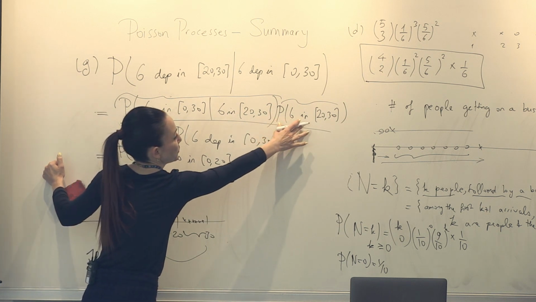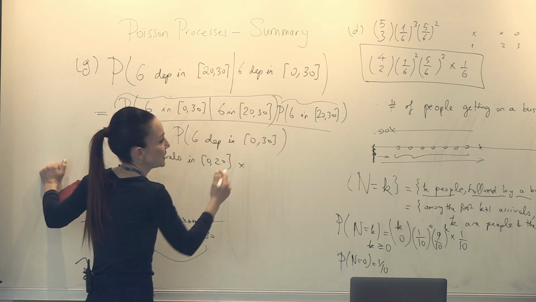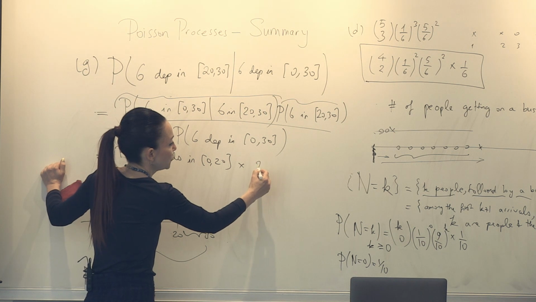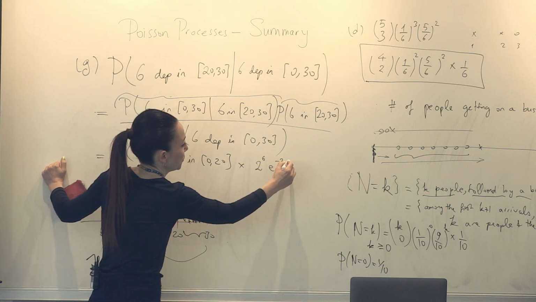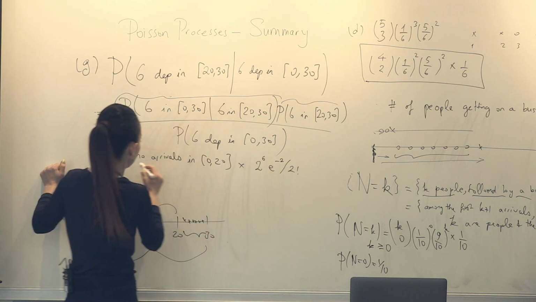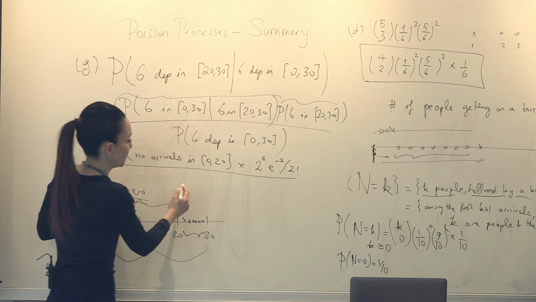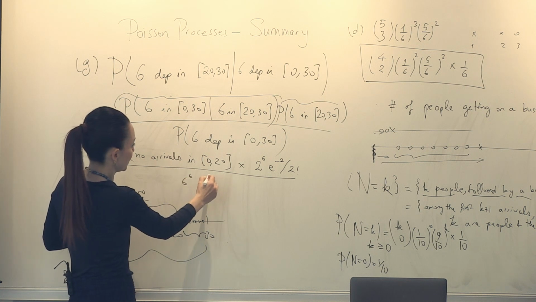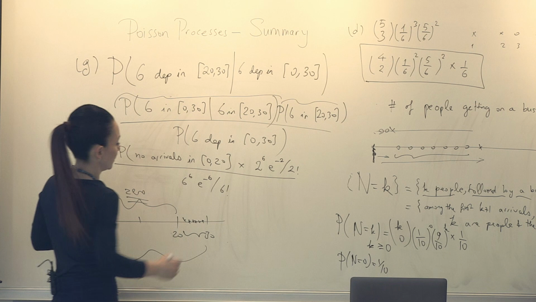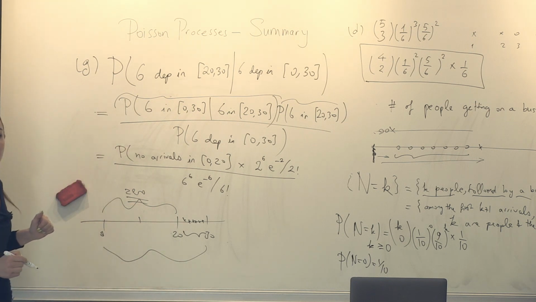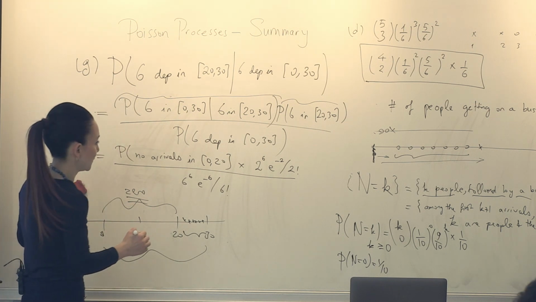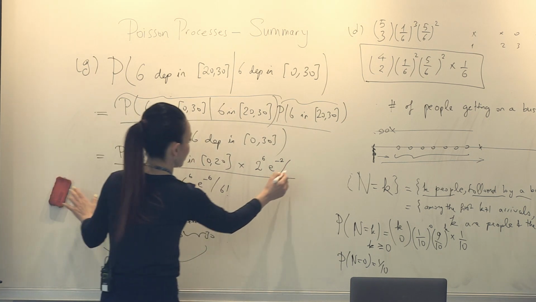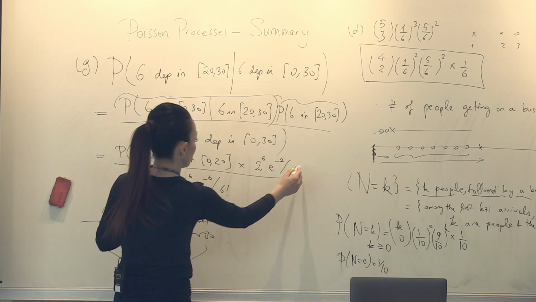Times, let's compute it, let's multiply with this probability of 6 in 20 to 30. That is 2 to the 6 e to the minus 2 over 2 factorial. And this denominator is 6 to the 6 e to the minus 6 over 6 factorial. That's also 6 factorial, right. Thank you. Fortunately, the 6 factorials cancel.